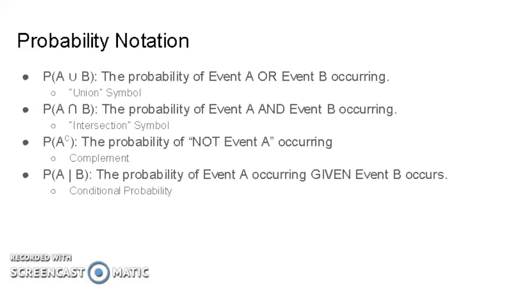So here's some probability notation. For OR probability, we use the union symbol that looks like a tiny U. For AND probability, we use the intersection symbol that looks like an upside down U. We just discussed the complement symbol, which has a superscript C, and finally the conditional probability symbol is a vertical bar, which we will discuss later.